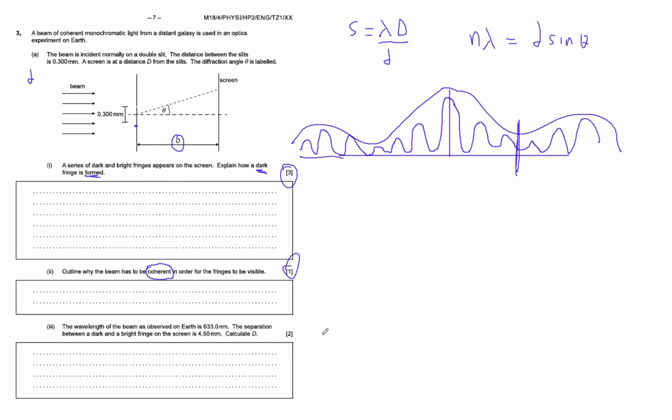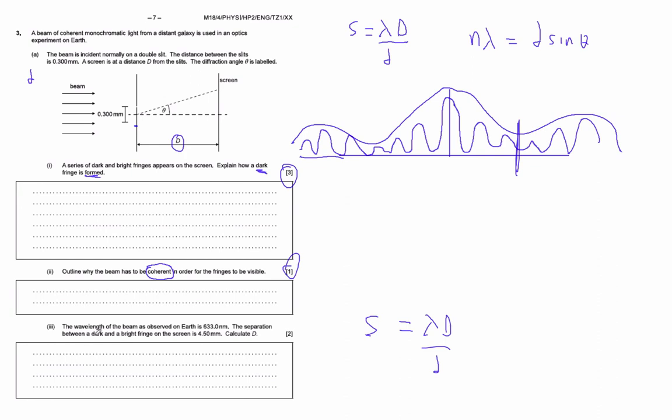Okay. The wavelength of the beam as observed on Earth is 633 nanometers. Okay. I think we're going to use this guy, lambda D over d, right? Okay. I think I got this one. I didn't get me with this one.